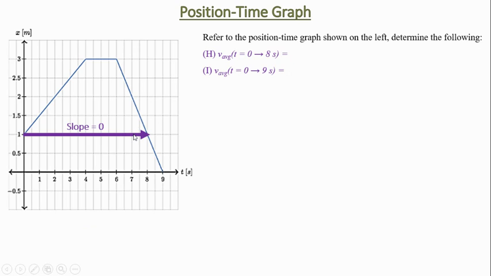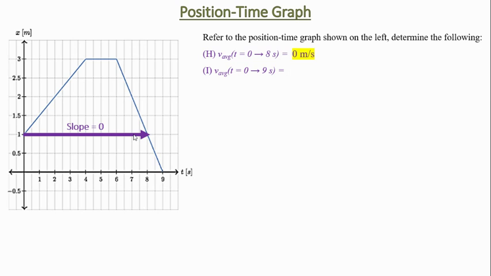If there's no rise, it doesn't matter what your run is, okay? Because slope is rise over run. Where if there's no rise, because this arrow is perfectly flat, there's no vertical movement. If there's no vertical movement, your rise is 0. Your run in this case is 8 seconds, but 0 divided by 8 is just 0. So the slope tells you what your average velocity is, which in this case is just 0.